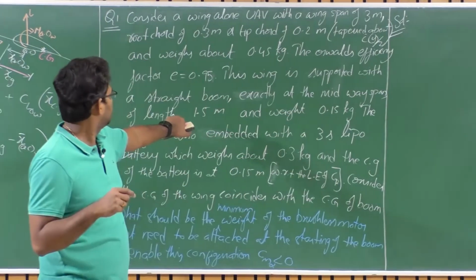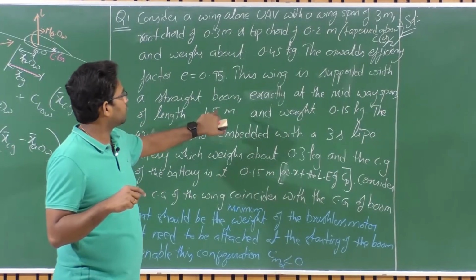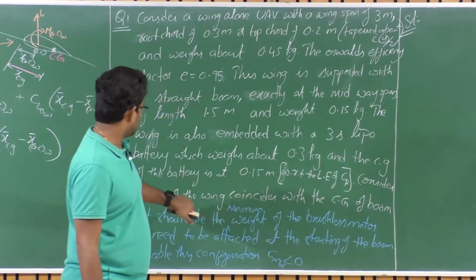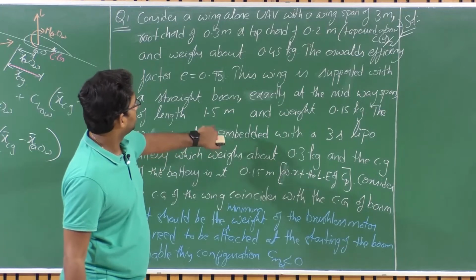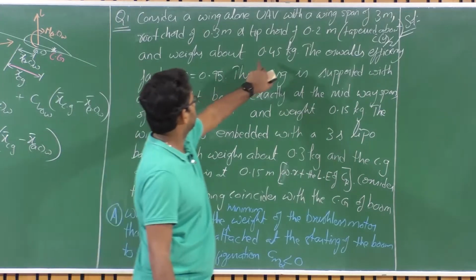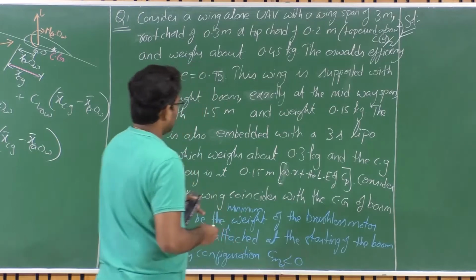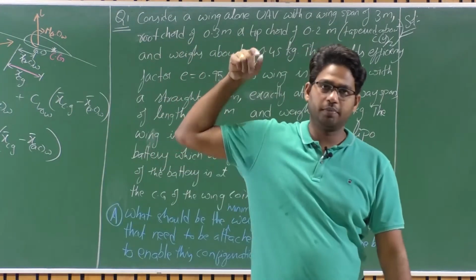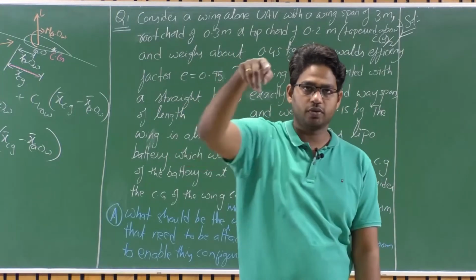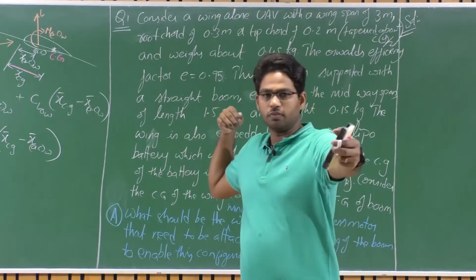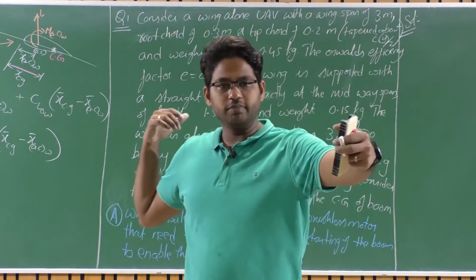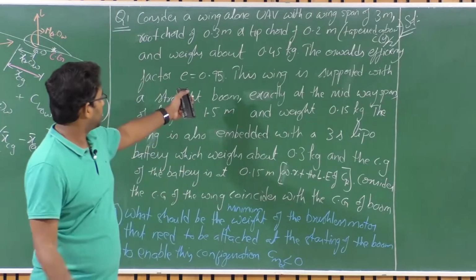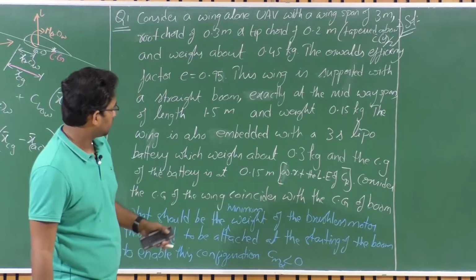And with a root chord of 0.3 and a tip chord of 0.2 meters, this wing weighs about, say, 0.45 kg. That's what is given here. Then this wing is supported by means of a boom-like fuselage. This boom length is about 1.5 meters, and it weighs about 150 grams.